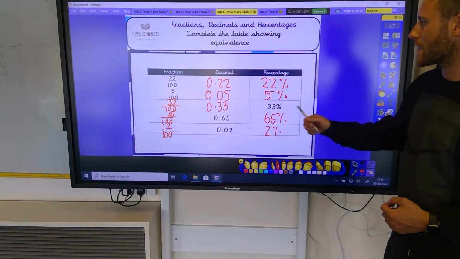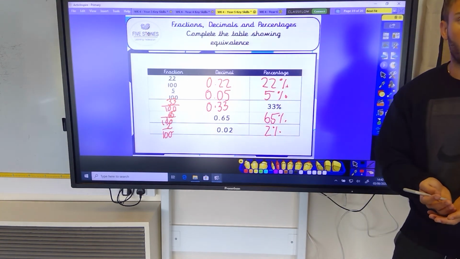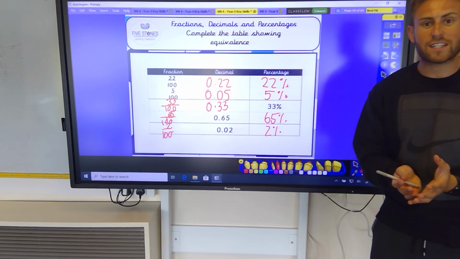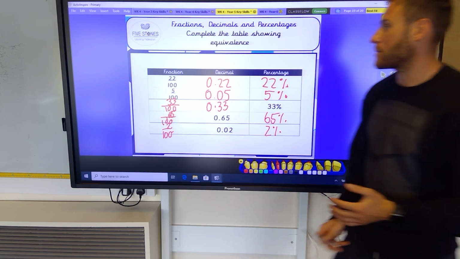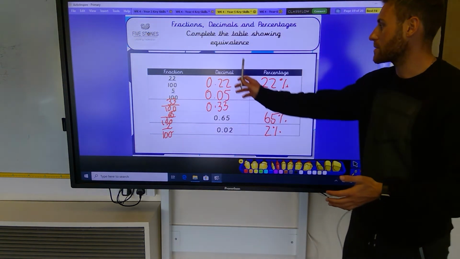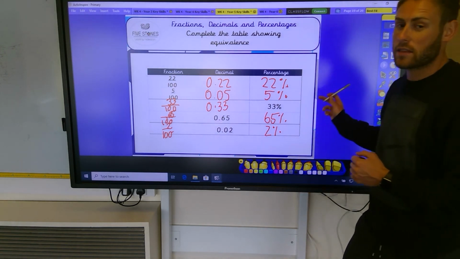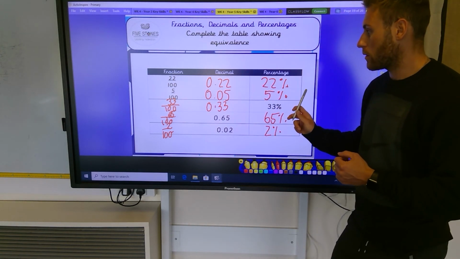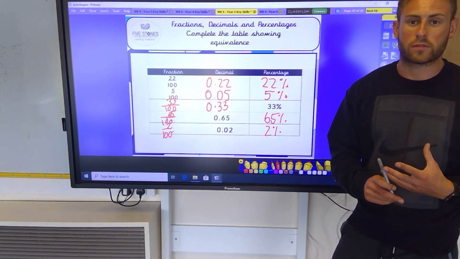So fractions, decimals, and percentages are all representations of parts of that whole. So whatever your whole quantity is, whatever your whole shape is, the part of that can be represented as a fraction, it can be represented as a decimal, and it can also be represented as a percentage, meaning that they are the same. Okay, at times your fractions can be simplified into even smaller forms.